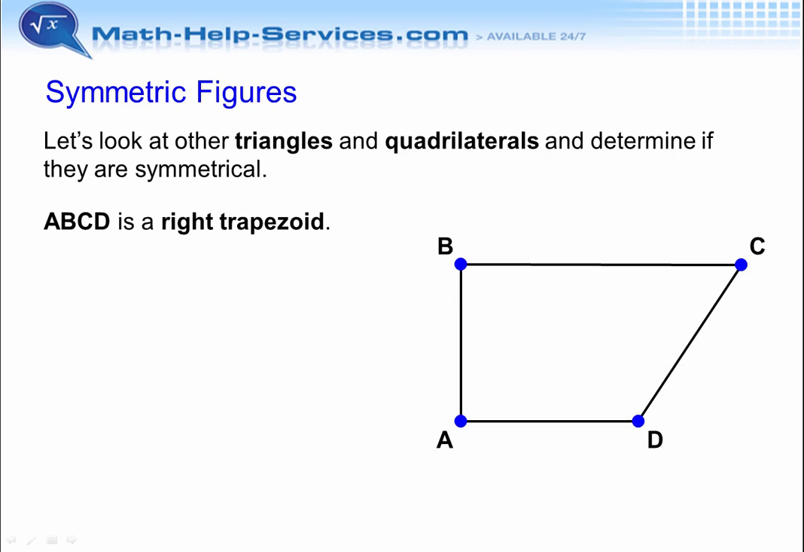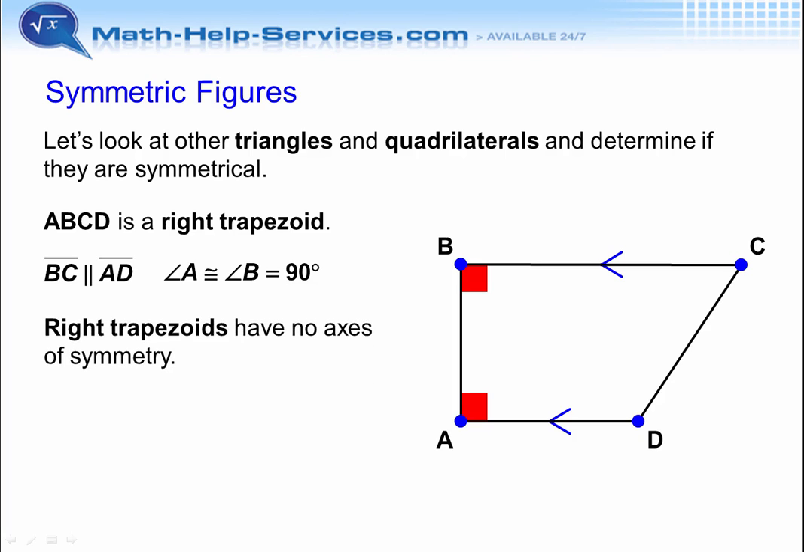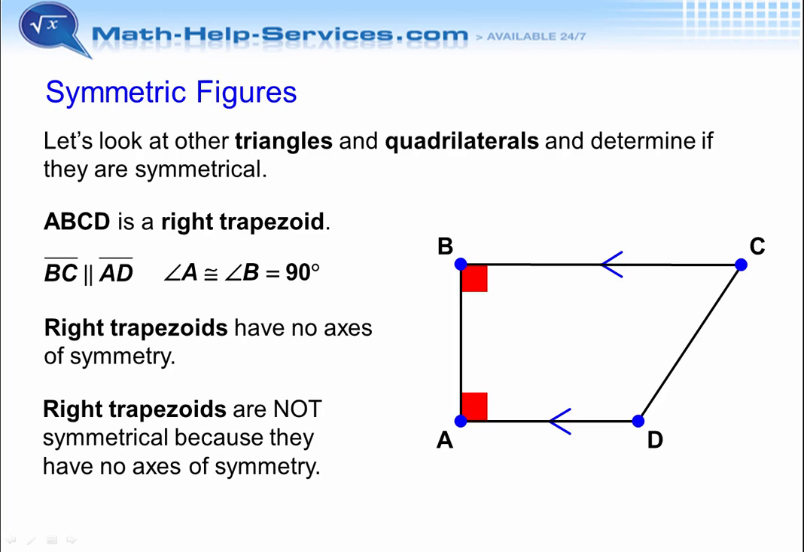ABCD is a right trapezoid. BC is parallel to AD, and angle A is congruent to angle B, which is 90 degrees. Right trapezoids have no axes of symmetry. Right trapezoids are not symmetrical because they have no axes of symmetry.